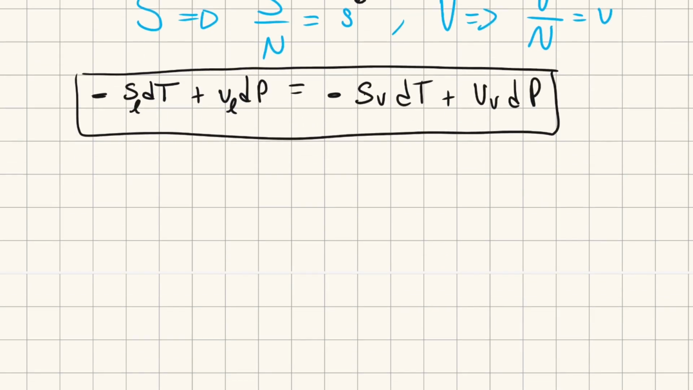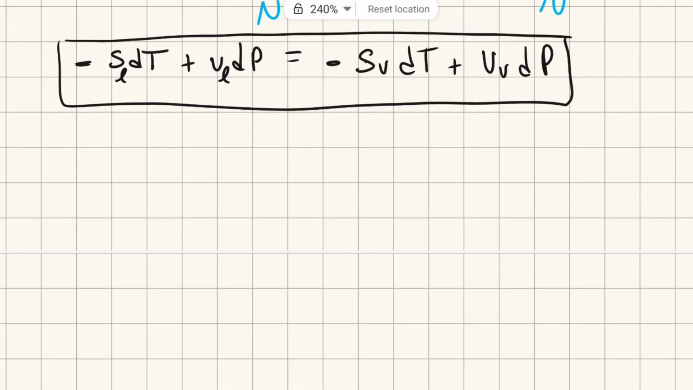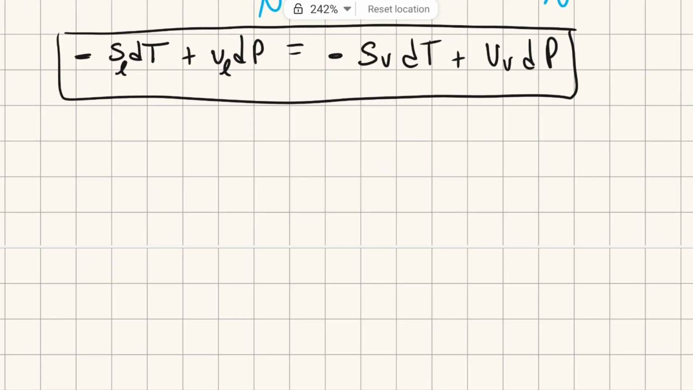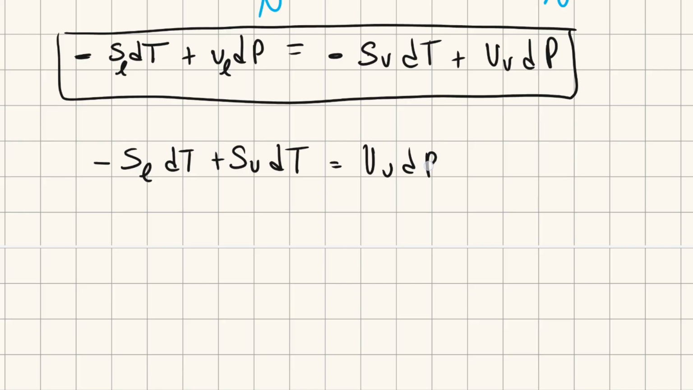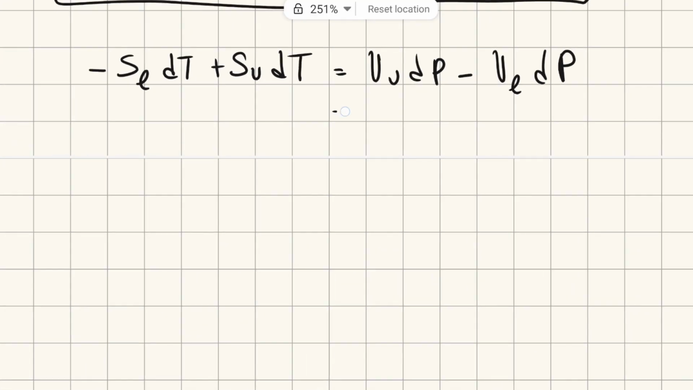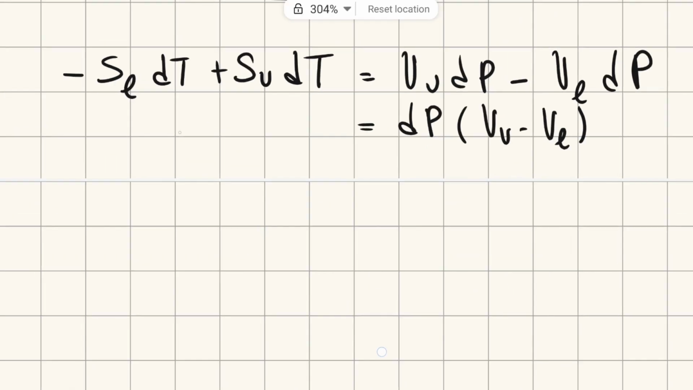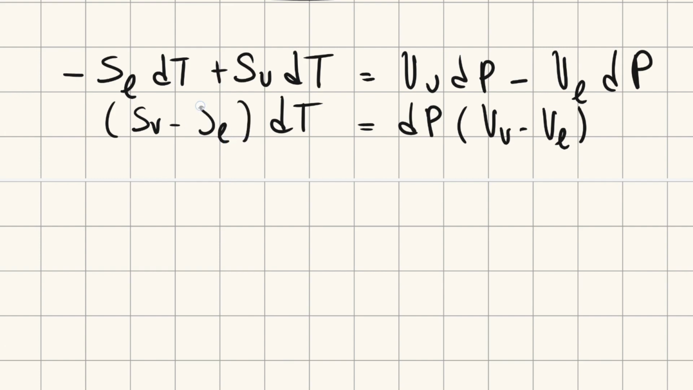We are going to circle this result because we can consider that this is already the Clausius-Clapeyron equation, but we can establish this as a differential form equation. So we can say that minus S_L dT plus S_V dT is equal to V_V dP minus V_L dP. And by taking a common factor dP, we can say that dP (V_V minus V_L) is equal to dT that multiplies (S_V minus S_L).